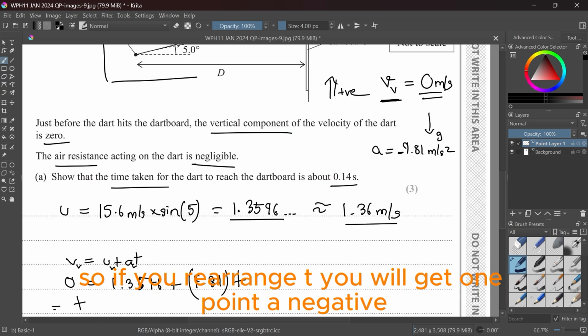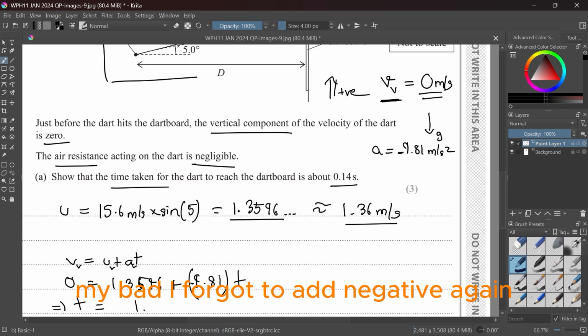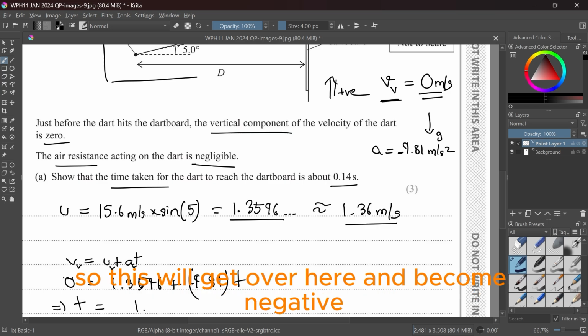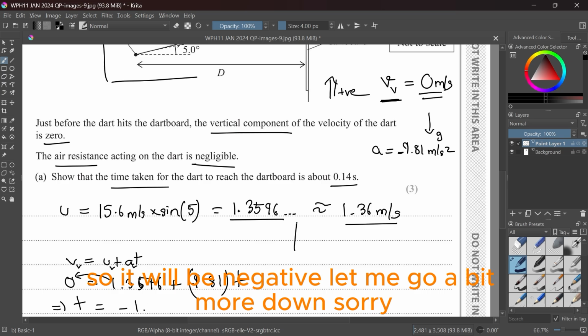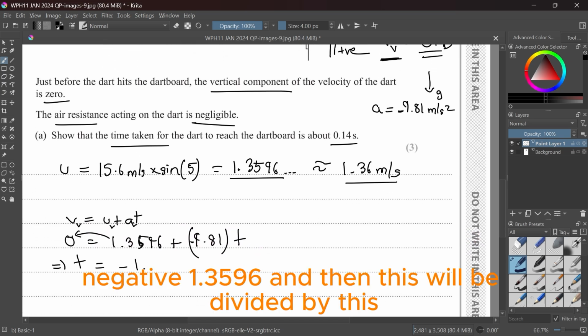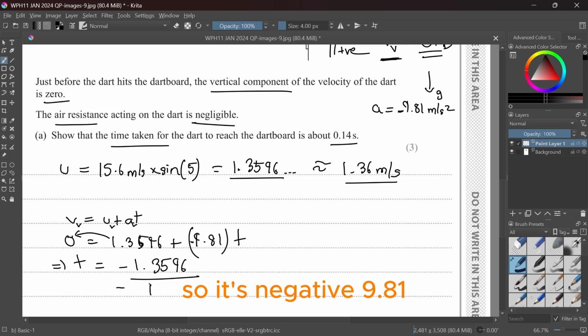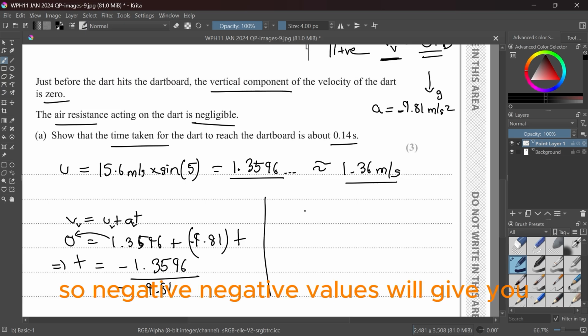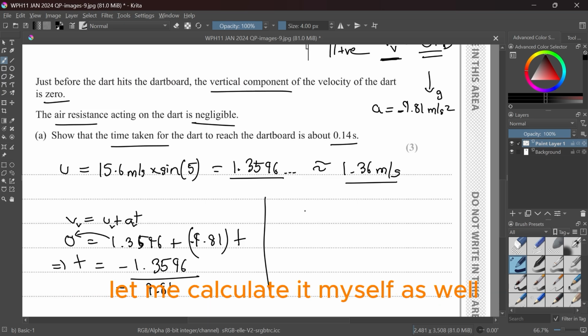Okay, so if you rearrange for t, you will get a negative. My bad, I forgot to add the negative again. So this will move over here and become negative, so it will be negative 1.3596, and then this will be divided by this, so negative 9.81. So negative values will give you, let me calculate it myself as well so we don't make mistakes.